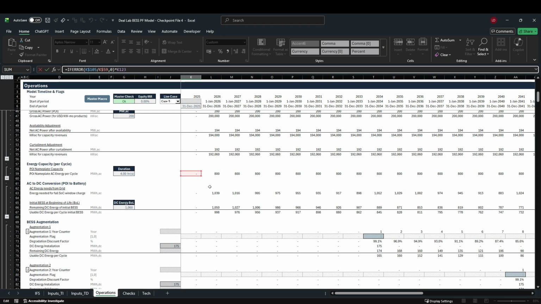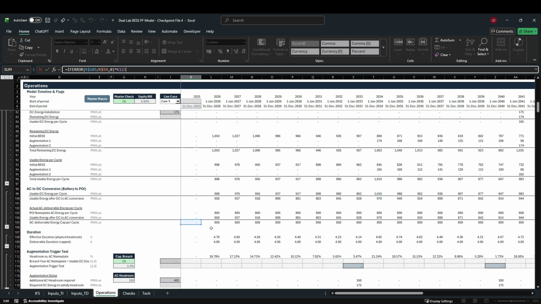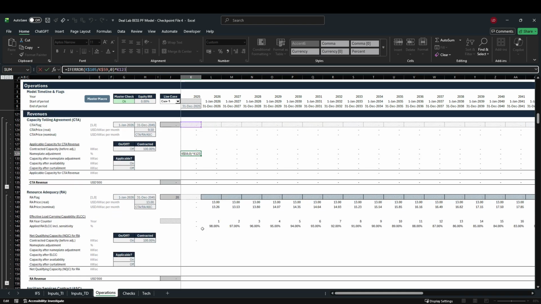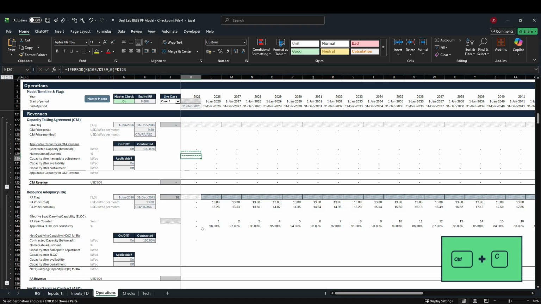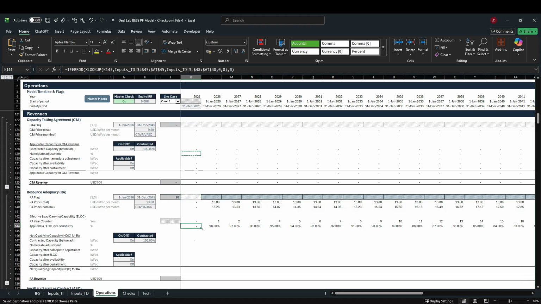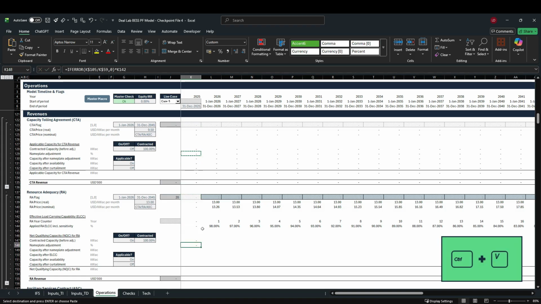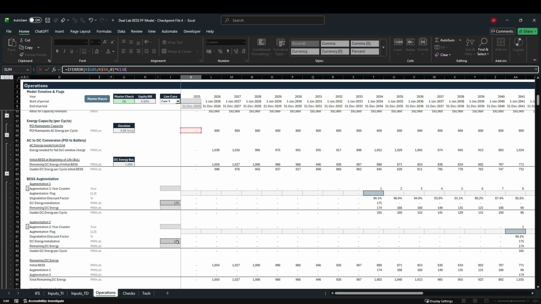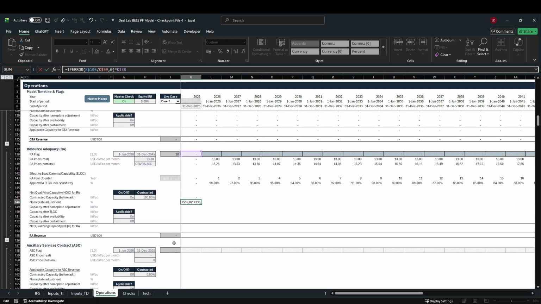So this should always be 100%. If we ever drop below 100% due to accelerated degradation and no augmentation, then this adjustment factor would pick this up. So let's copy this value here from our CTA and paste it down here. Hit F2, adjust the reference to our flag. The other two references are still fine.